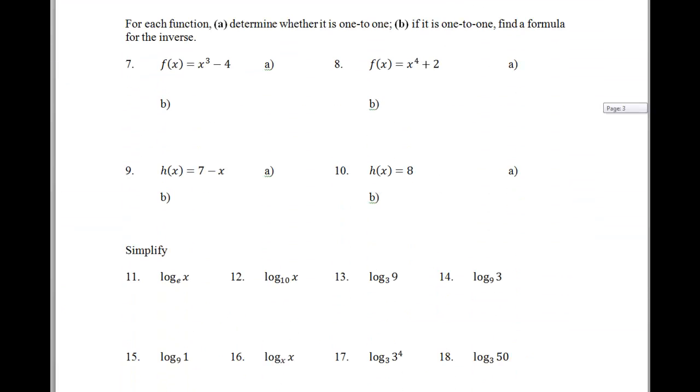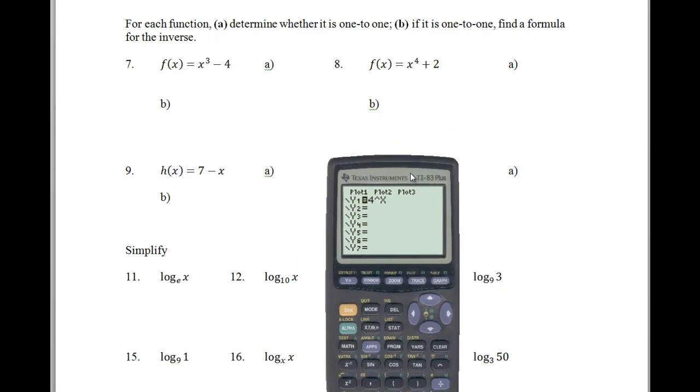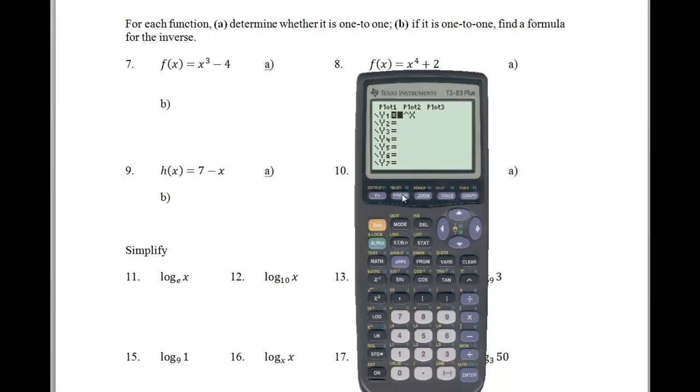Okay, so let's talk about this. For each function, determine if it's 1-to-1, and if it's 1-to-1, find the formula for the inverse. Well, let's bring that calculator right back over here. And what we're going to do is use the horizontal line test to see if these are, in fact, 1-to-1. The first equation is going to be x cubed. So here we have x^3 minus 4. And the rule is if you have an odd power, you have to check those, especially if they're greater than 1. Now it looks like this fails the horizontal line test, but it doesn't.